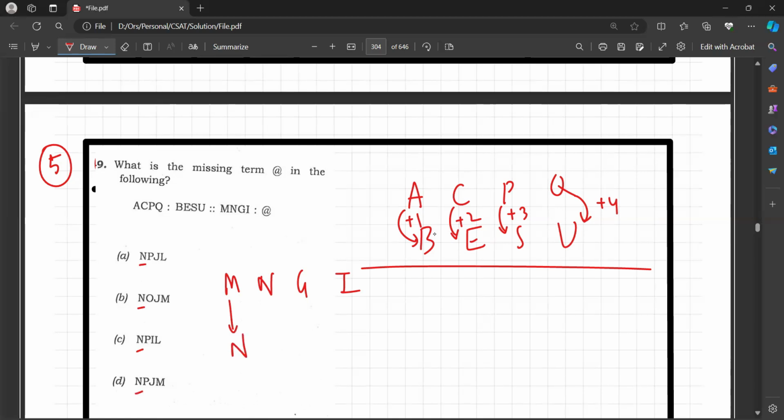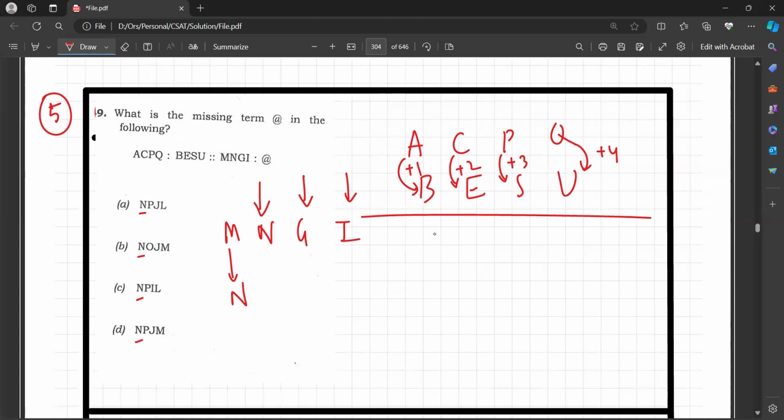If you check the next one, you will eliminate one option only. If you check this one, you will eliminate one option. You will remain with 3 options. If you check this one, you will eliminate 3 options, you will remain with 1 option. If you eliminate this one, you will remain with 2 options. Anything you can do. Okay.